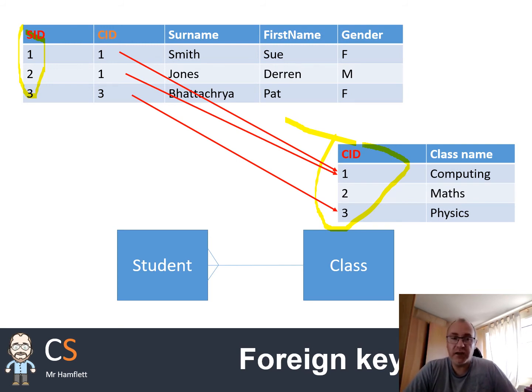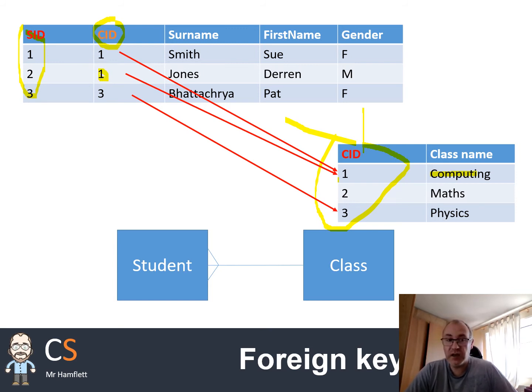So let's actually read this now. Here we've got a foreign key. Notice the foreign key in the student table is called CID, class ID, and that's exactly the same as this. The foreign key will point to the primary key of the other table. Sue Smith has a SID of 1, so that's her ID, and then she has a class ID of 1. If we follow that arrow down, you can see in the class table the CID of 1 is computing. Darren Jones also goes to computing; you can see he's got the same CID.